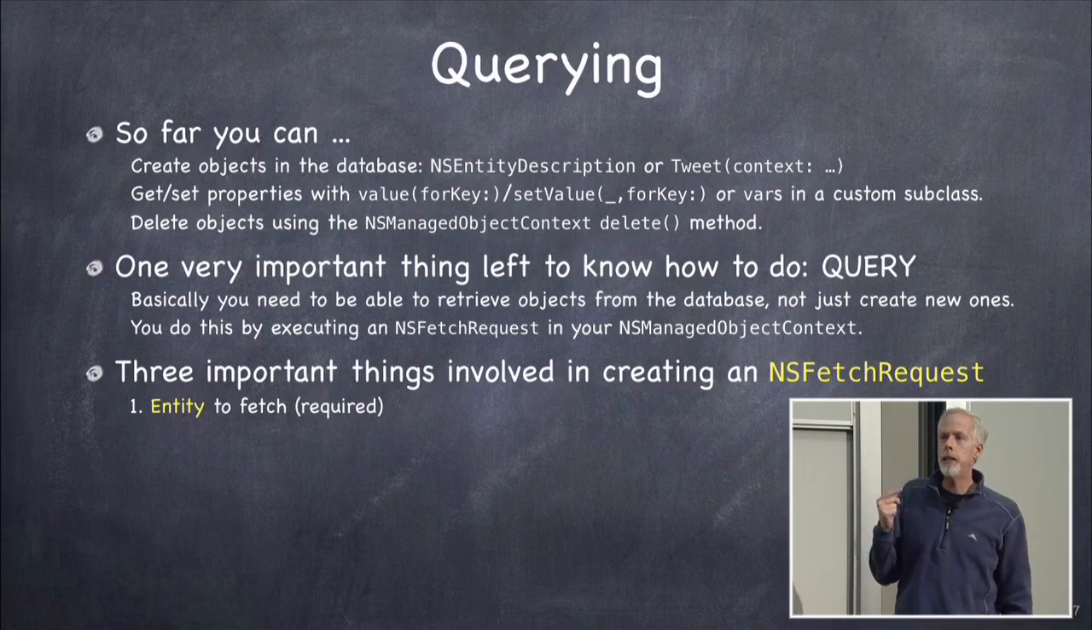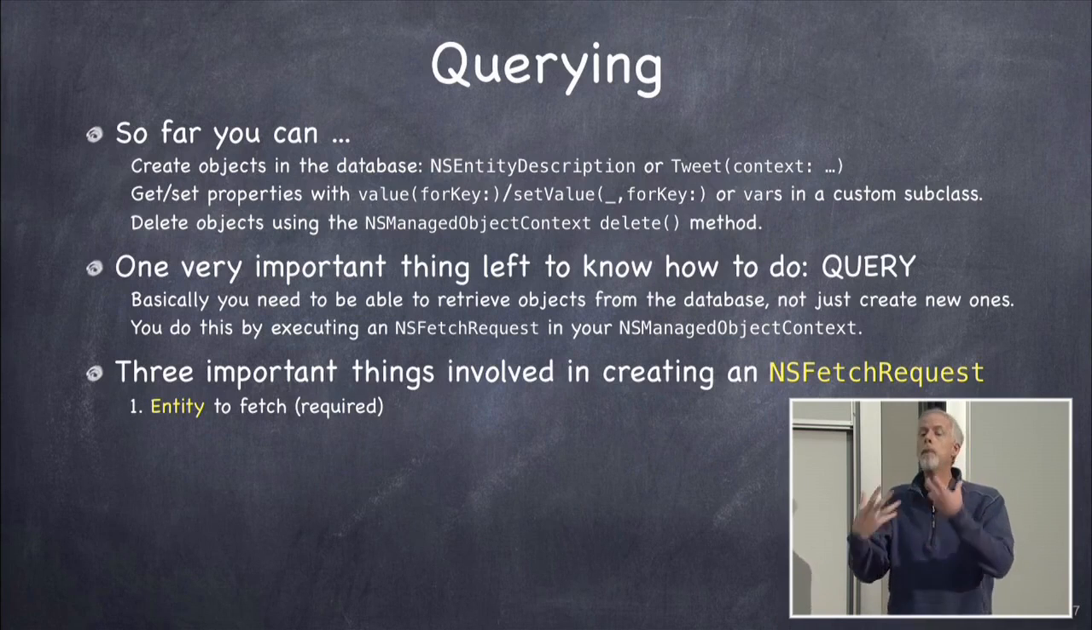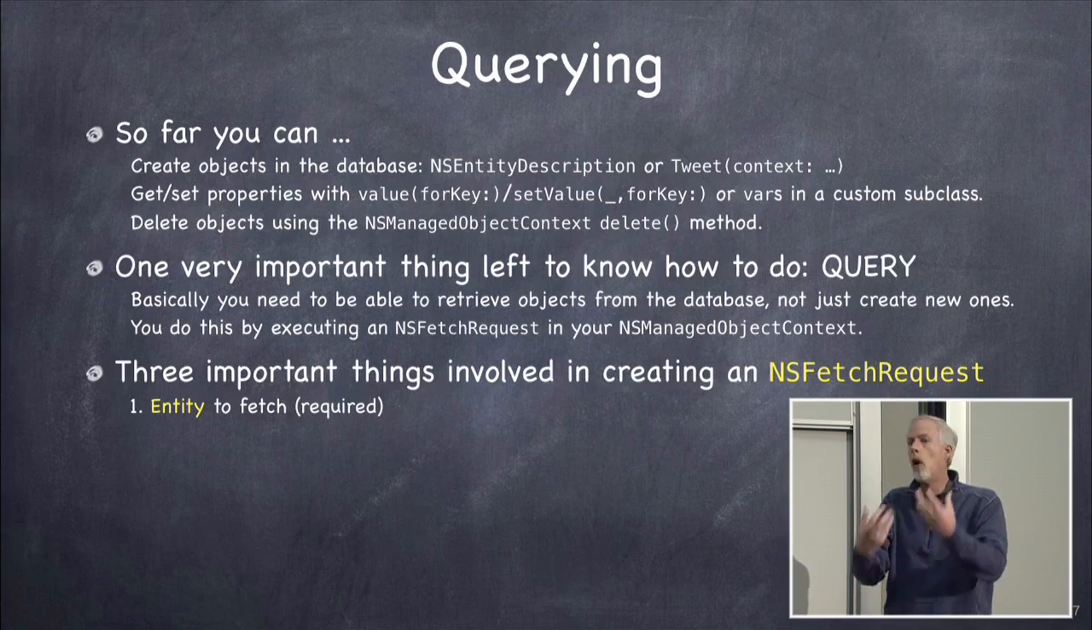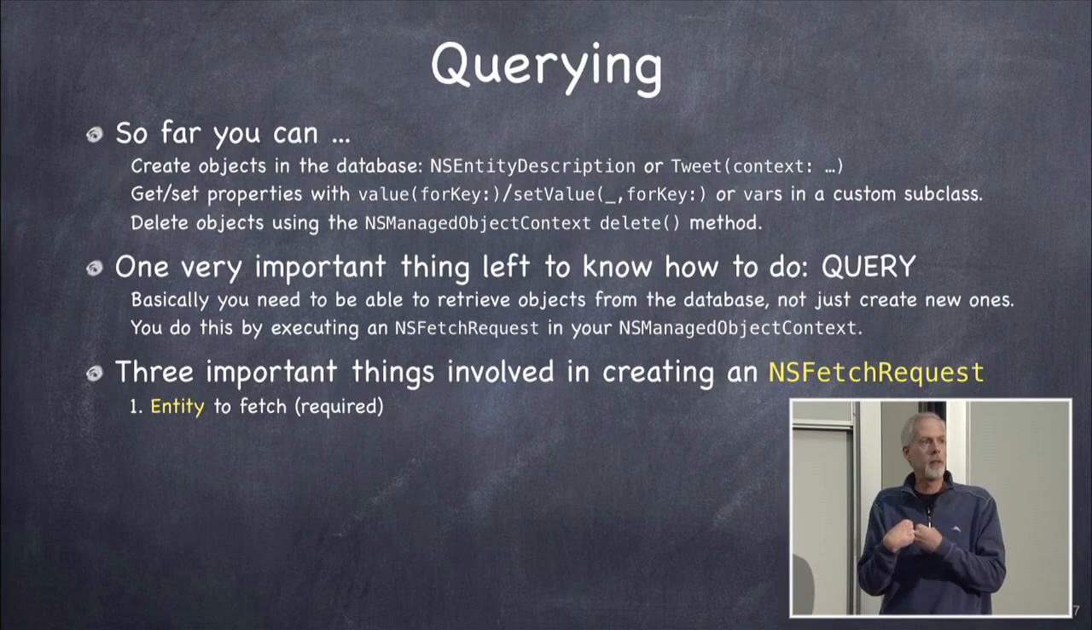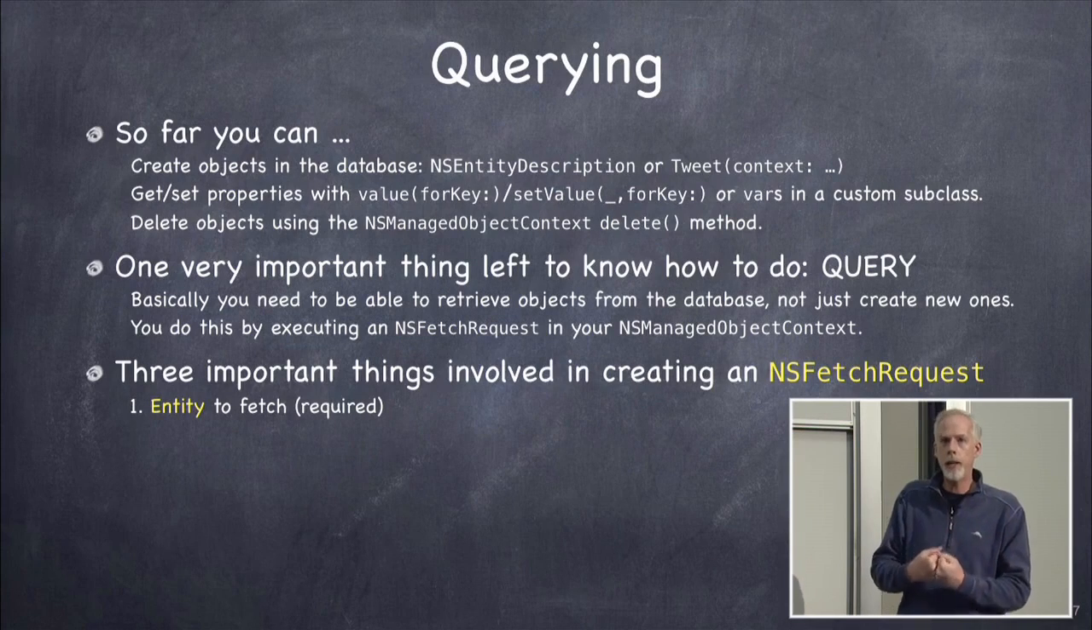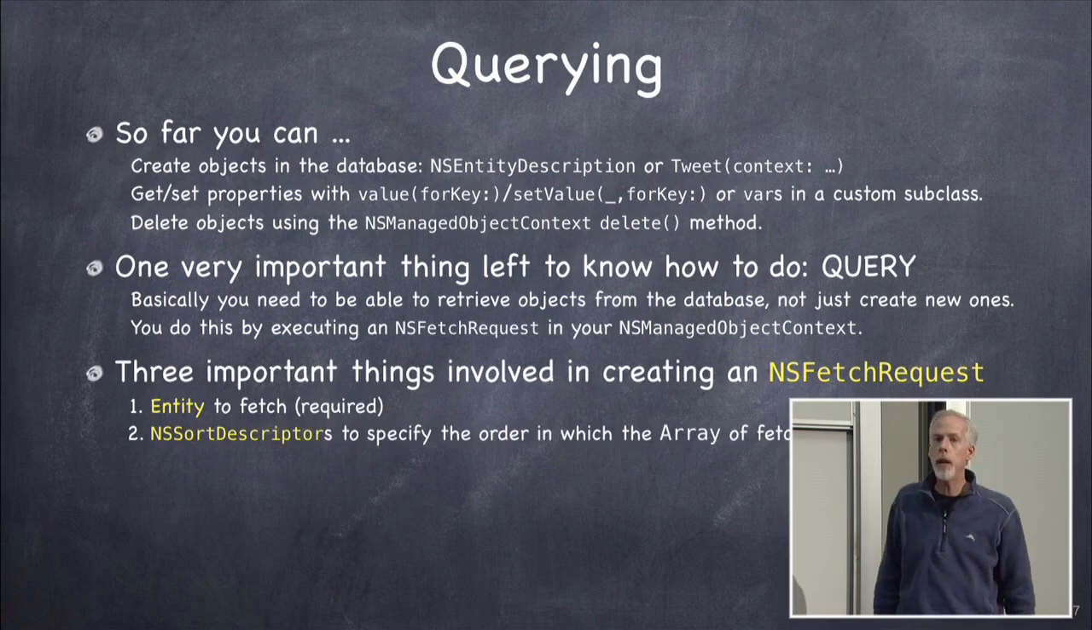One, what entity are we fetching? Because a fetch request can only fetch one kind of entity. There's no such thing as a fetch request that will give you some tweets and some Twitter users. No. A fetch always gives you all tweets or all Twitter users. Make sense? So that's the number one thing: we're going to create the fetch request, and it will be a fetch request for a very specific entity, and it will only be able to fetch those entities.